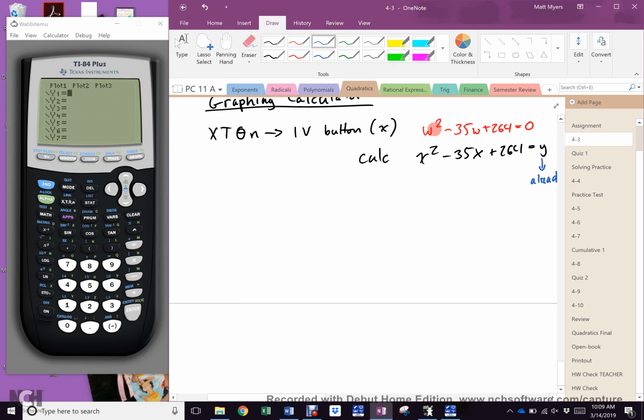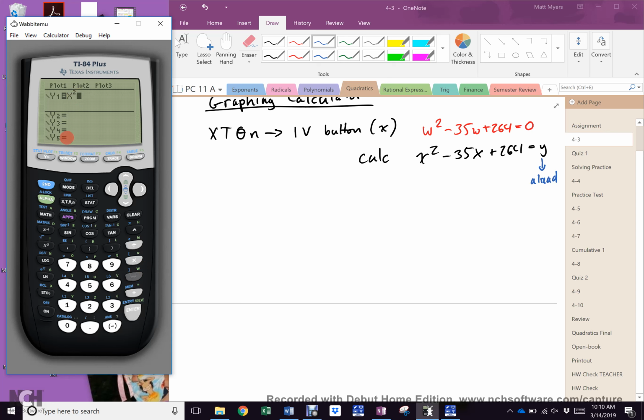So now, everybody enter this into the first line. So the first thing we have is an X. So what's the first button we need to push? The XT theta N button. And it gives us an X. Everybody see that X? Easy peasy lemon squeezy, right? What's happening to that X in our equation? Being squared. So we're going to push the X squared button, which is halfway down on the left column. Everybody see it? And I'm going to hit that button and, oh look, my X just got squared.